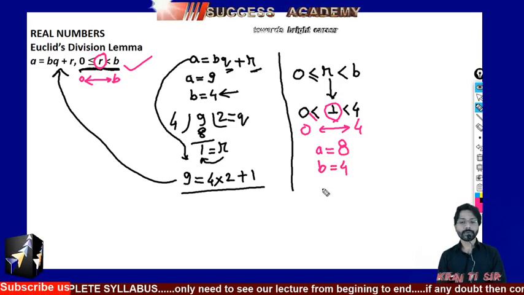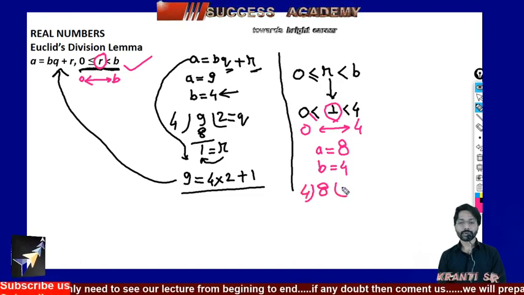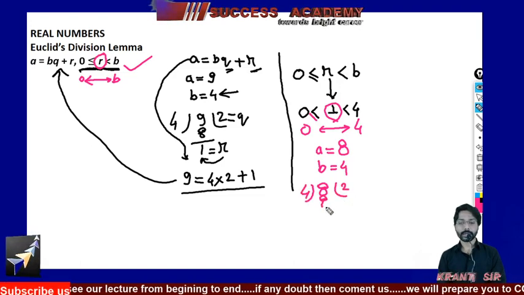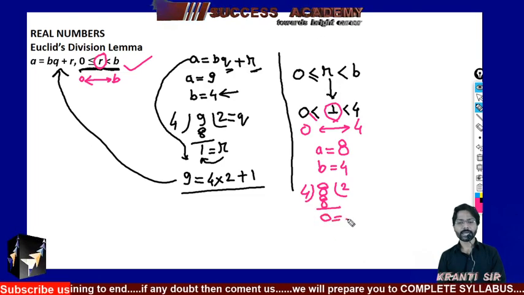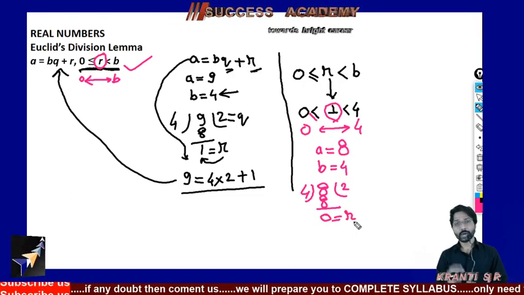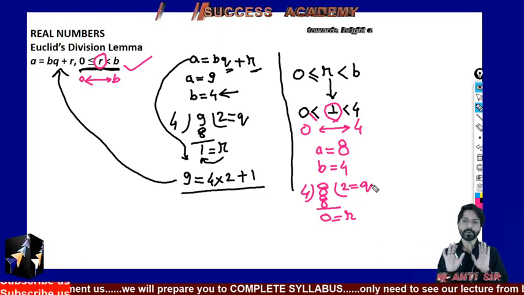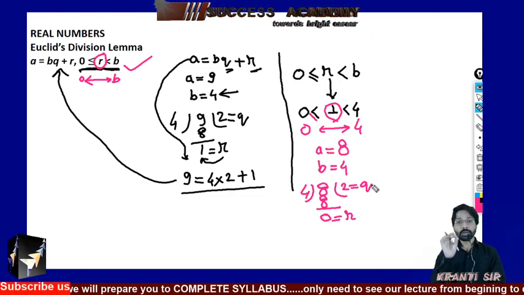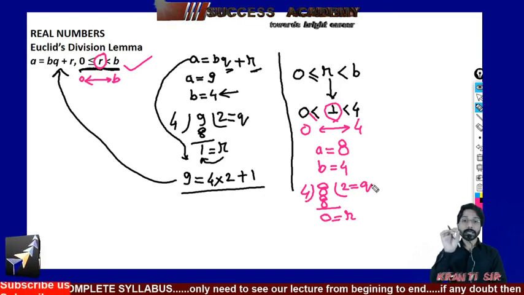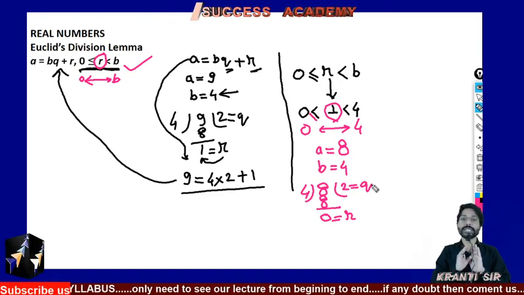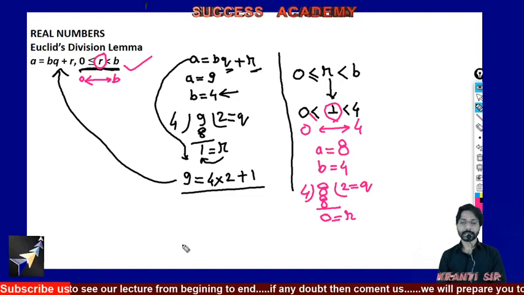Now divide 8 by 4. 4 twos are 8. 8 minus 8 is 0. Now what is the remainder you are getting? You are getting the remainder as 0. And what is the quotient? Again the quotient is 2. The quotient is 2 itself, but the remainder you are getting is 0. See now the equation, and your doubt will definitely be clear. Now arrange the equation like this.